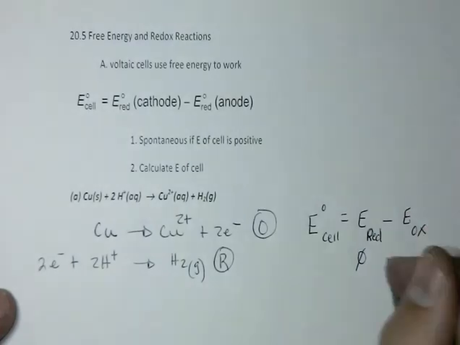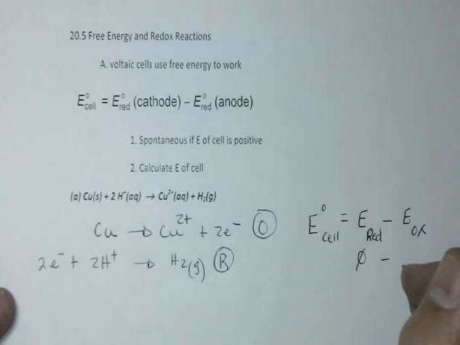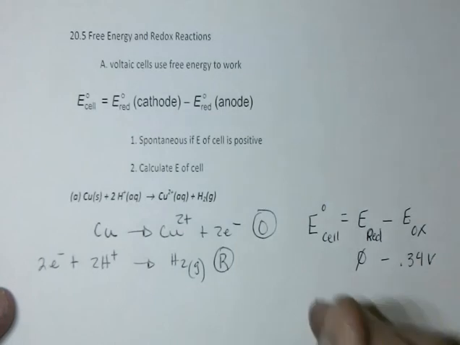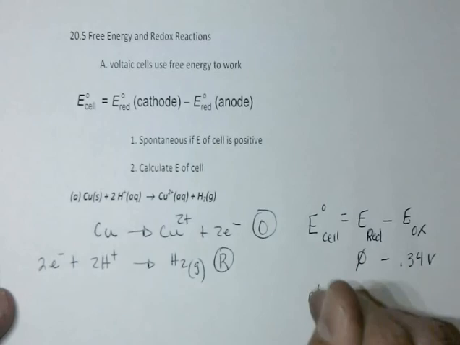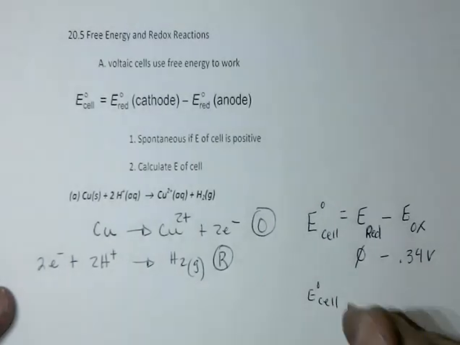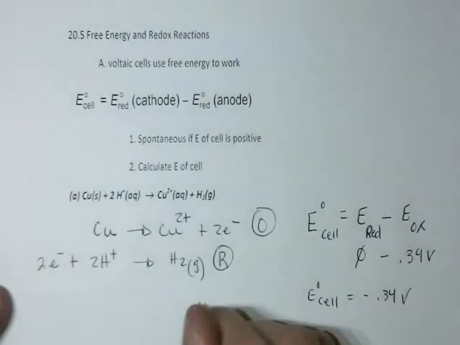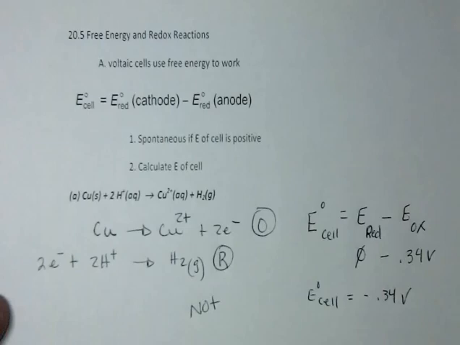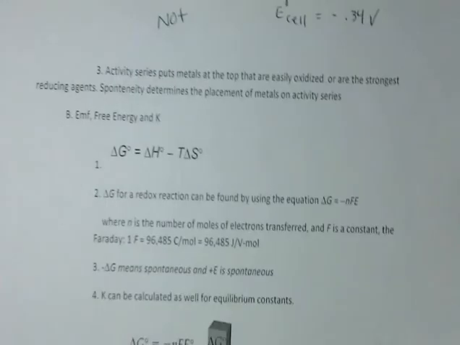So if you look up the table in your chart, the standard reduction potentials, copper is 0.34 volts. So the E of this cell under standard conditions is going to be negative 0.34. So in that case, since this is a negative value, this is not spontaneous because the E of the cell is not positive.